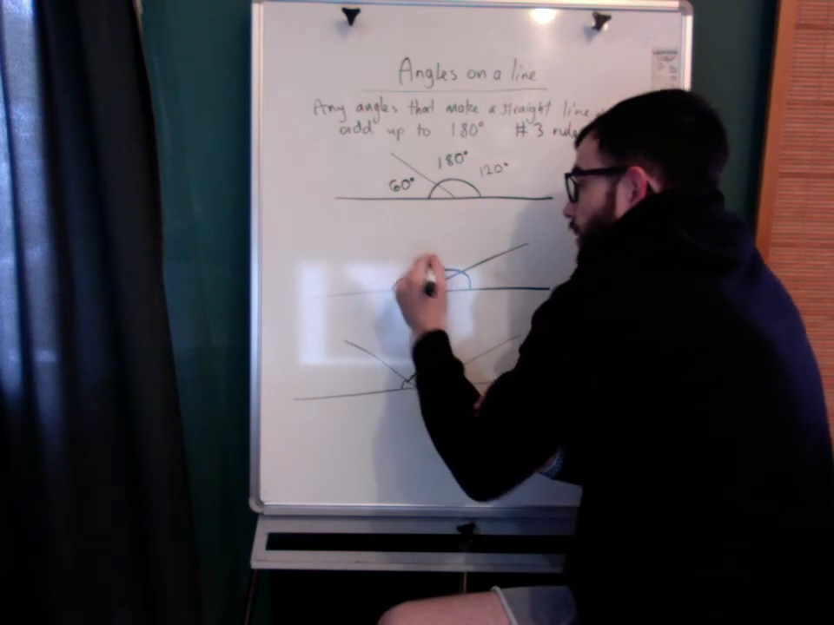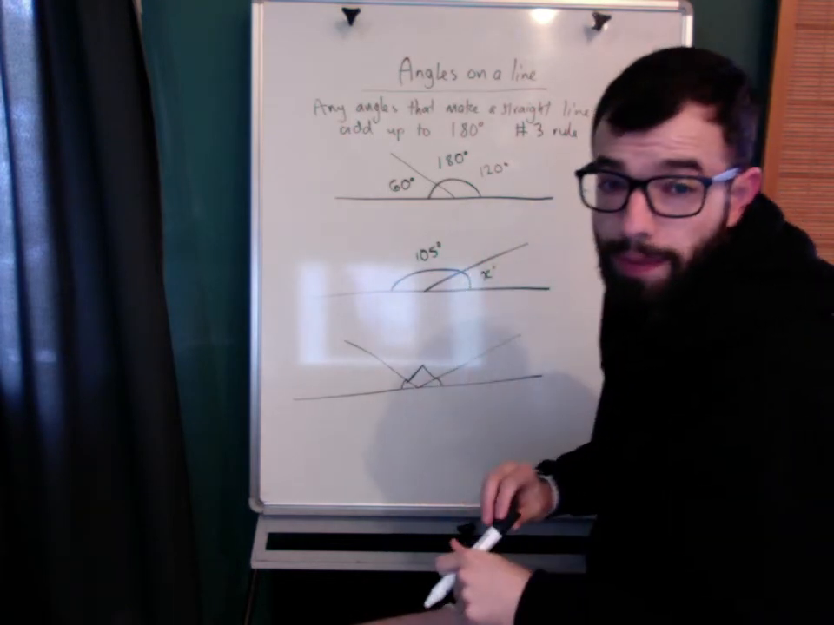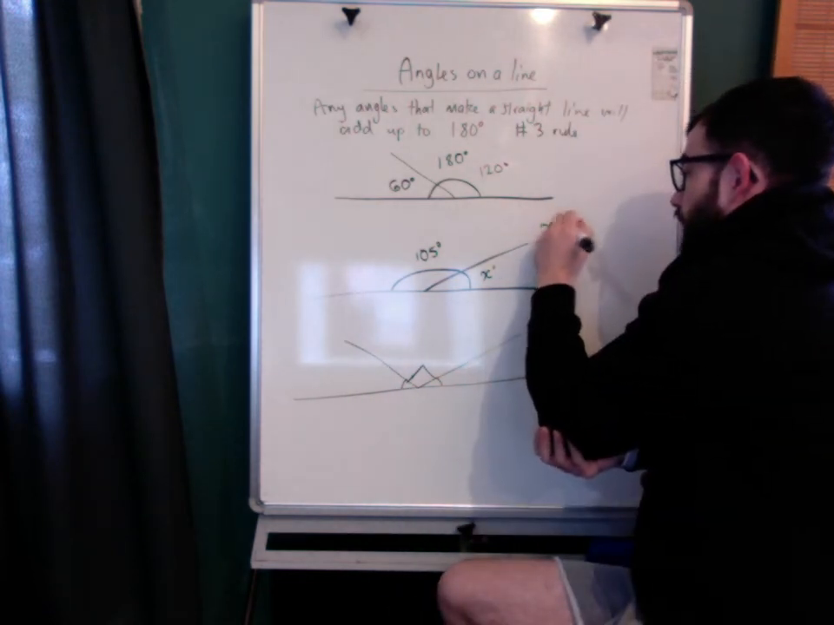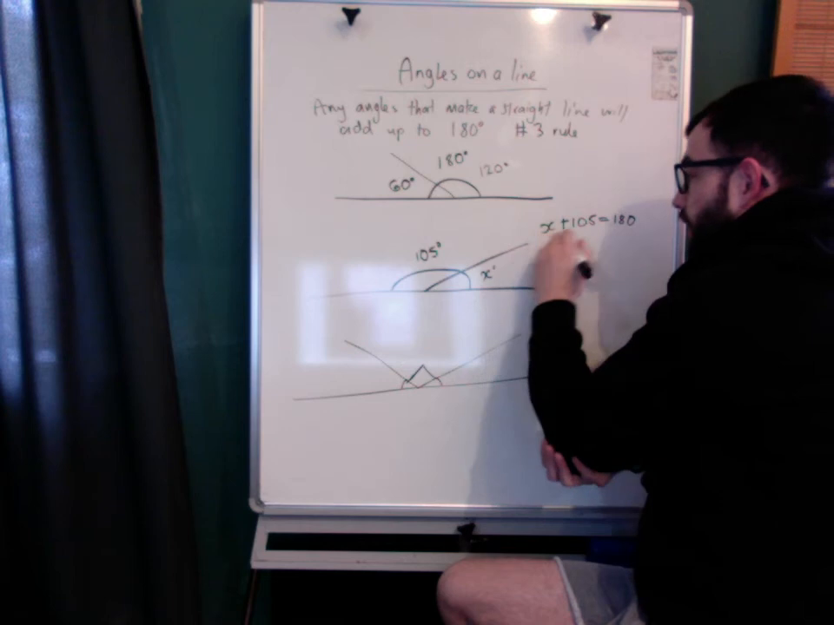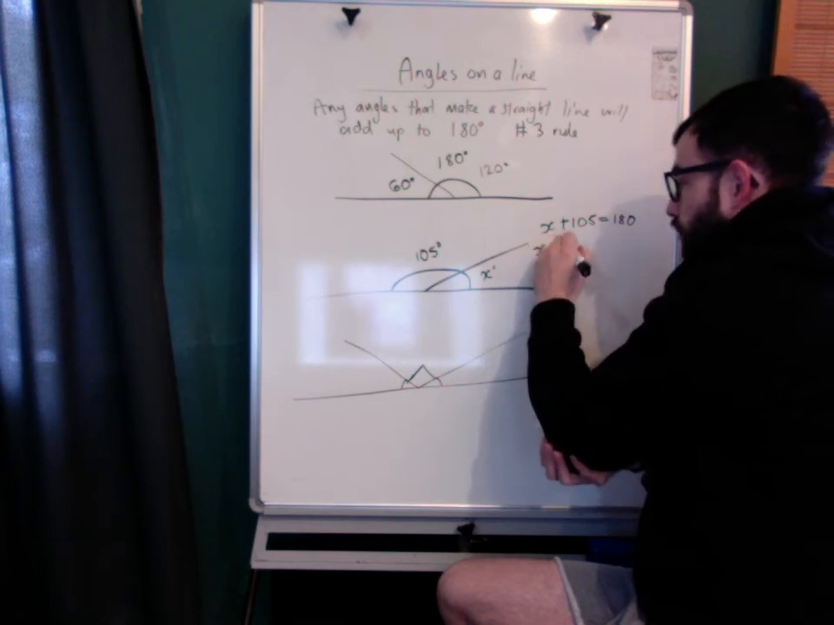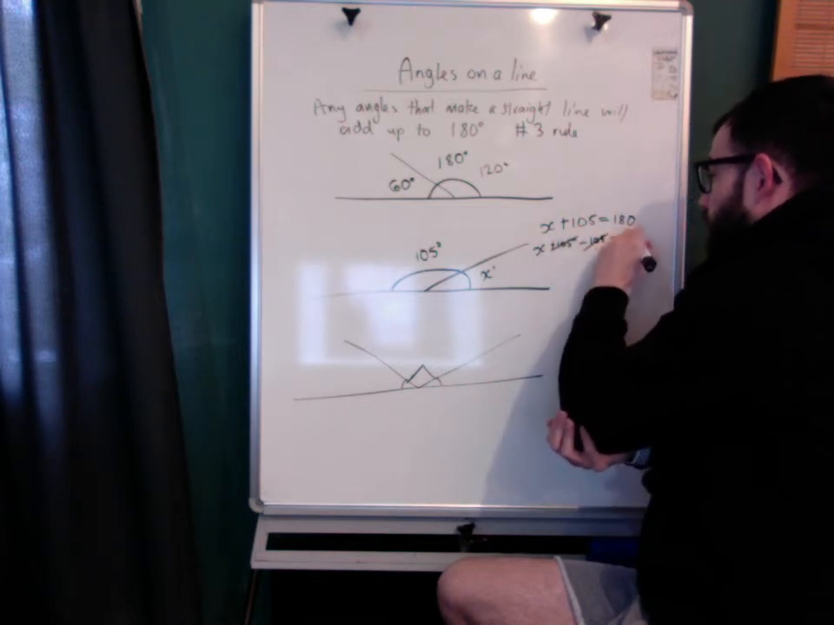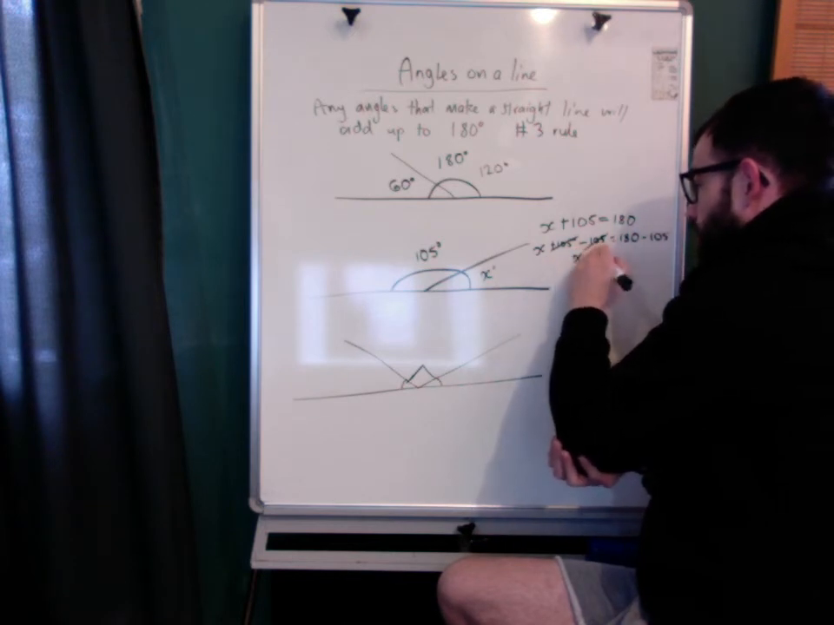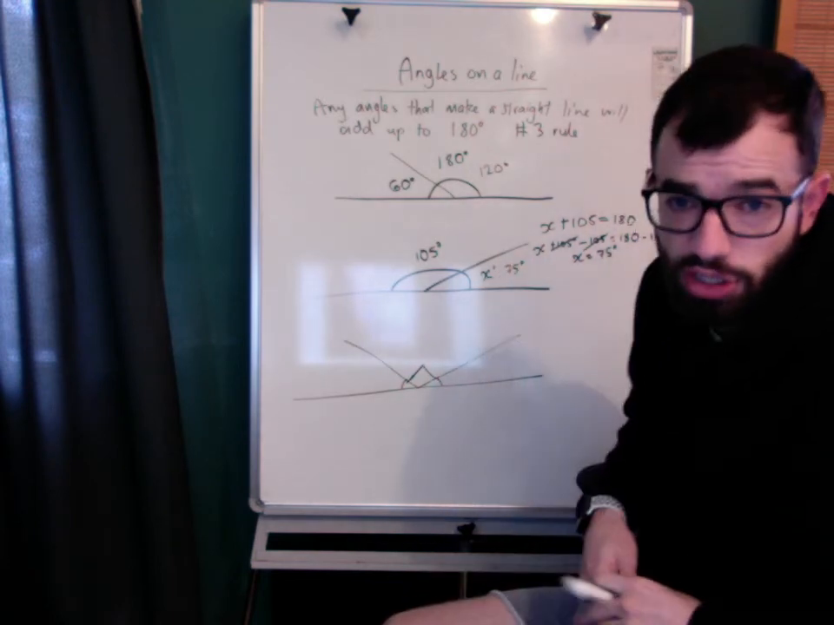In this one here, we have the angle 105 degrees, and this angle is x degrees. We don't know how much it is. So here's our formula. We go x plus 105 equals 180. Then x plus 105, take away 105, because they cancel each other out, equals 180 minus 105, and that leaves us with x equals 75 degrees. Okay, so that's pretty straightforward stuff.